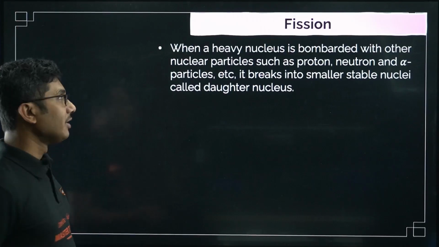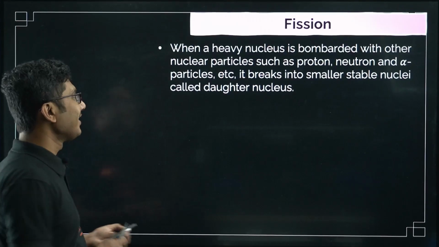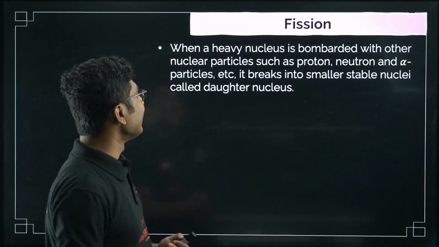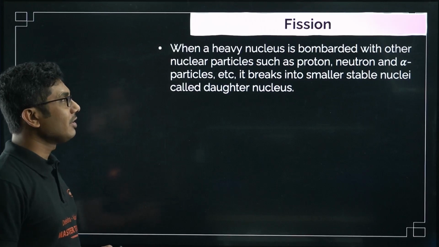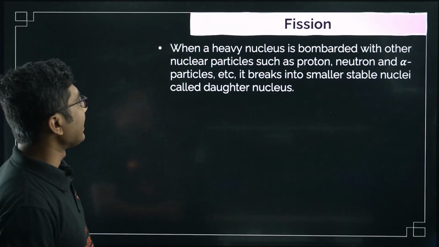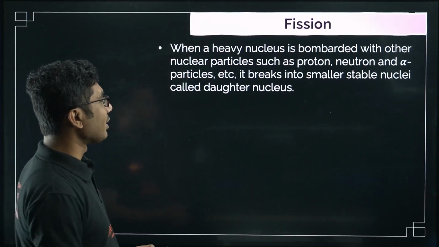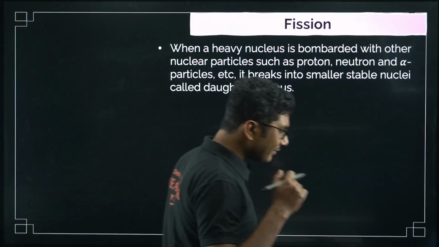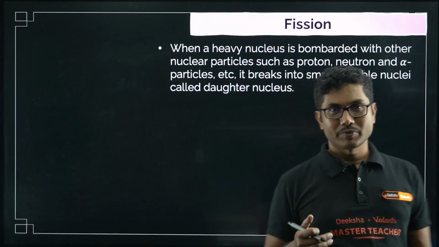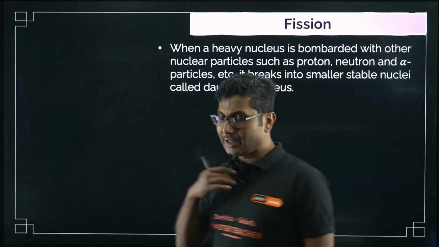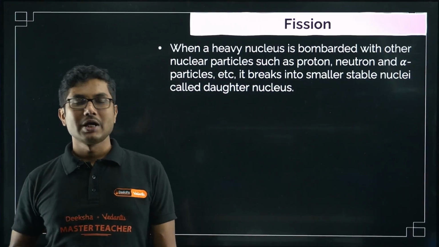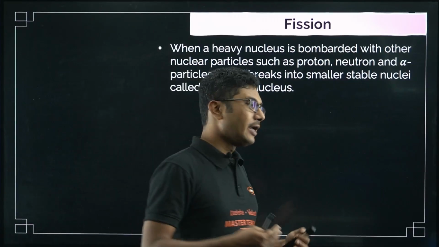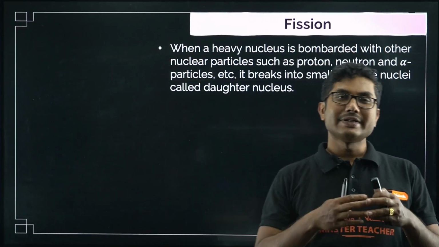Nuclear fission. When a heavy nucleus is bombarded with other nuclear particles such as protons, neutrons and alpha particles, it breaks into smaller stable nuclei called daughter nuclei. So what is the difference between fission and radioactivity? Radioactivity is a natural process. It is happening everywhere in the world. It is even happening in your body. Radioactivity is happening all the time.